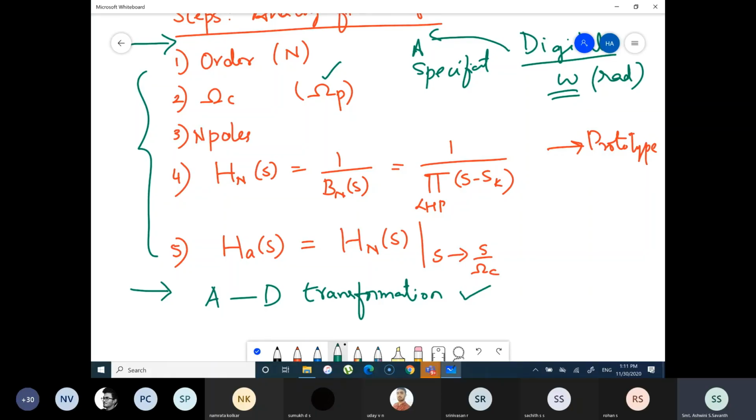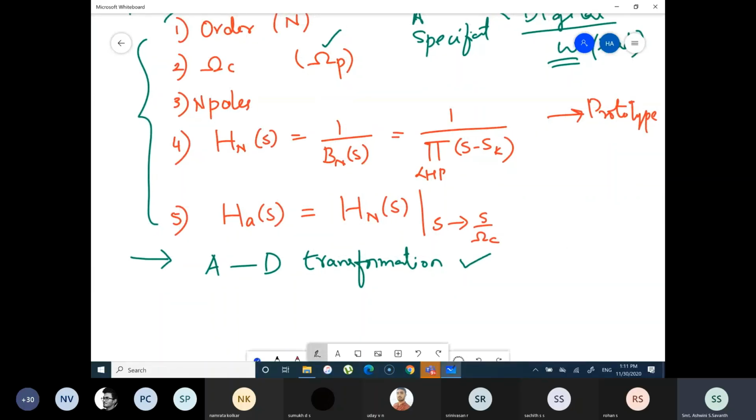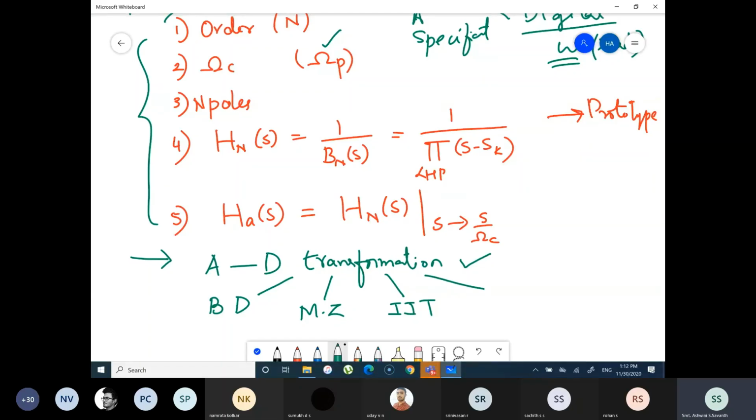I've told this previously also, once again, I will repeat here. There are 4 kinds of analog to digital transformations available to us. One is the backward difference method. Next is the matched Z transform. Then you have the impulse invariant transformation. And then we have the bilinear transformation. These are the 4 kinds of analog to digital transformations available to us to convert this analog filter that we have designed into the digital filter.